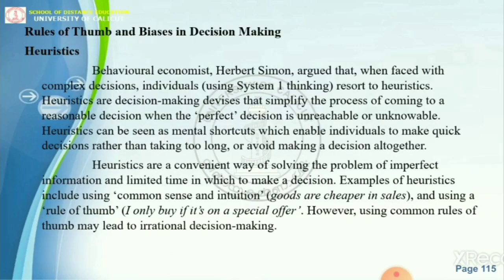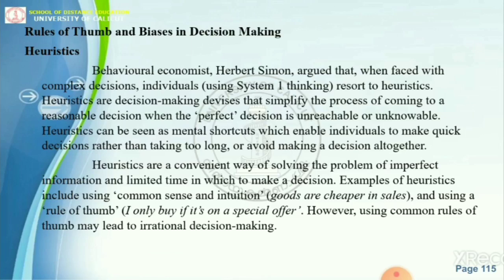Next is the rules of thumb and biases in decision making. So here we have to look at what the rules of thumb and biases in decision making are. That means when we are following the behavioral economist, apart from a pure economist, what are the rules of thumb?